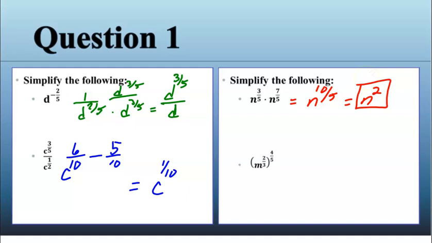And the other rule of exponents, when I raise a power to a power, you multiply the exponents. So this would be m to the 8/15. I cannot reduce that, therefore that would be my simplified answer.